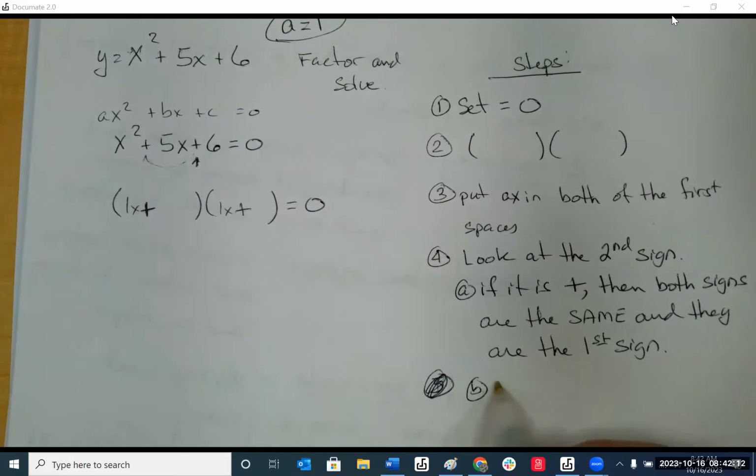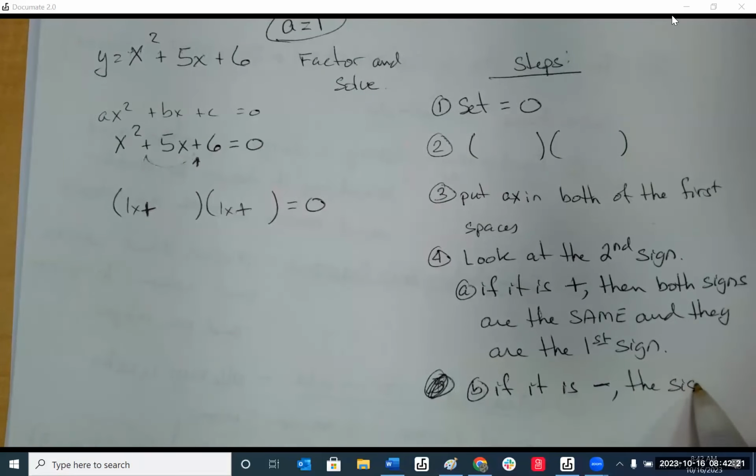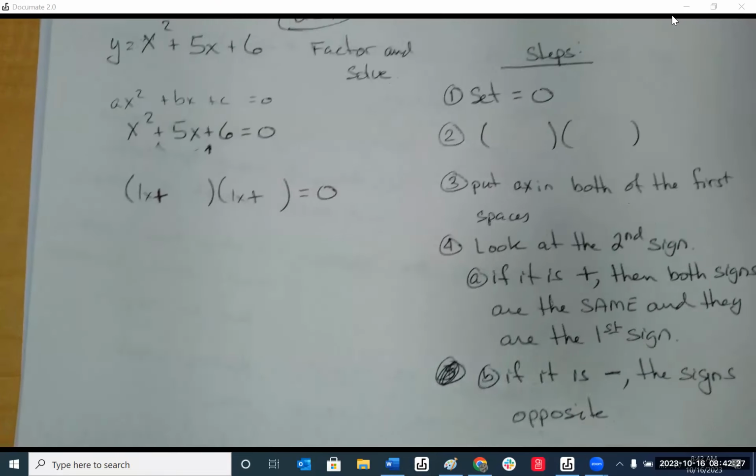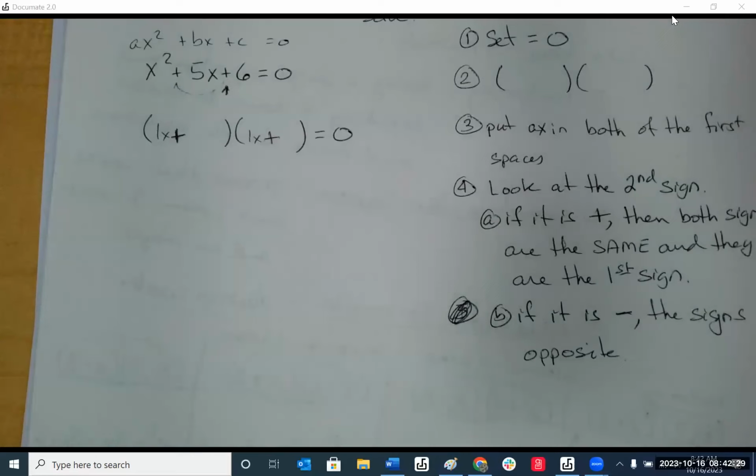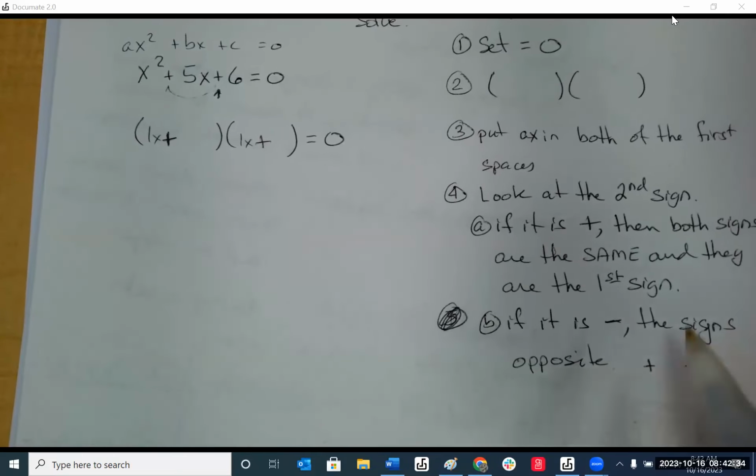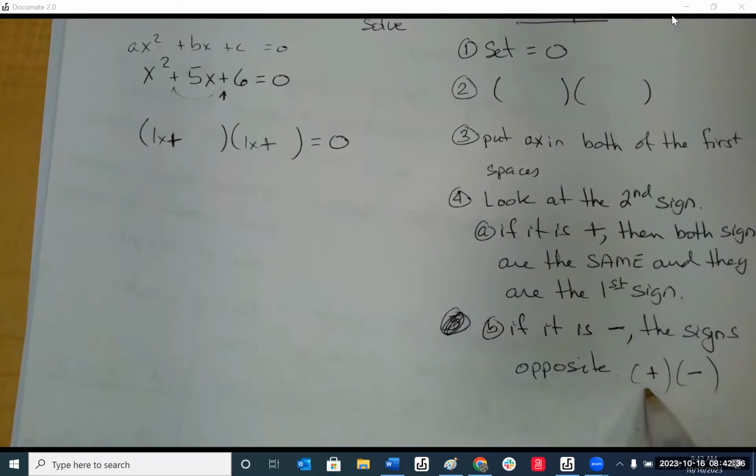If it is negative, the signs are opposite. One's going to be positive, one's going to be negative. So in your parentheses, you'll have one positive, one negative.